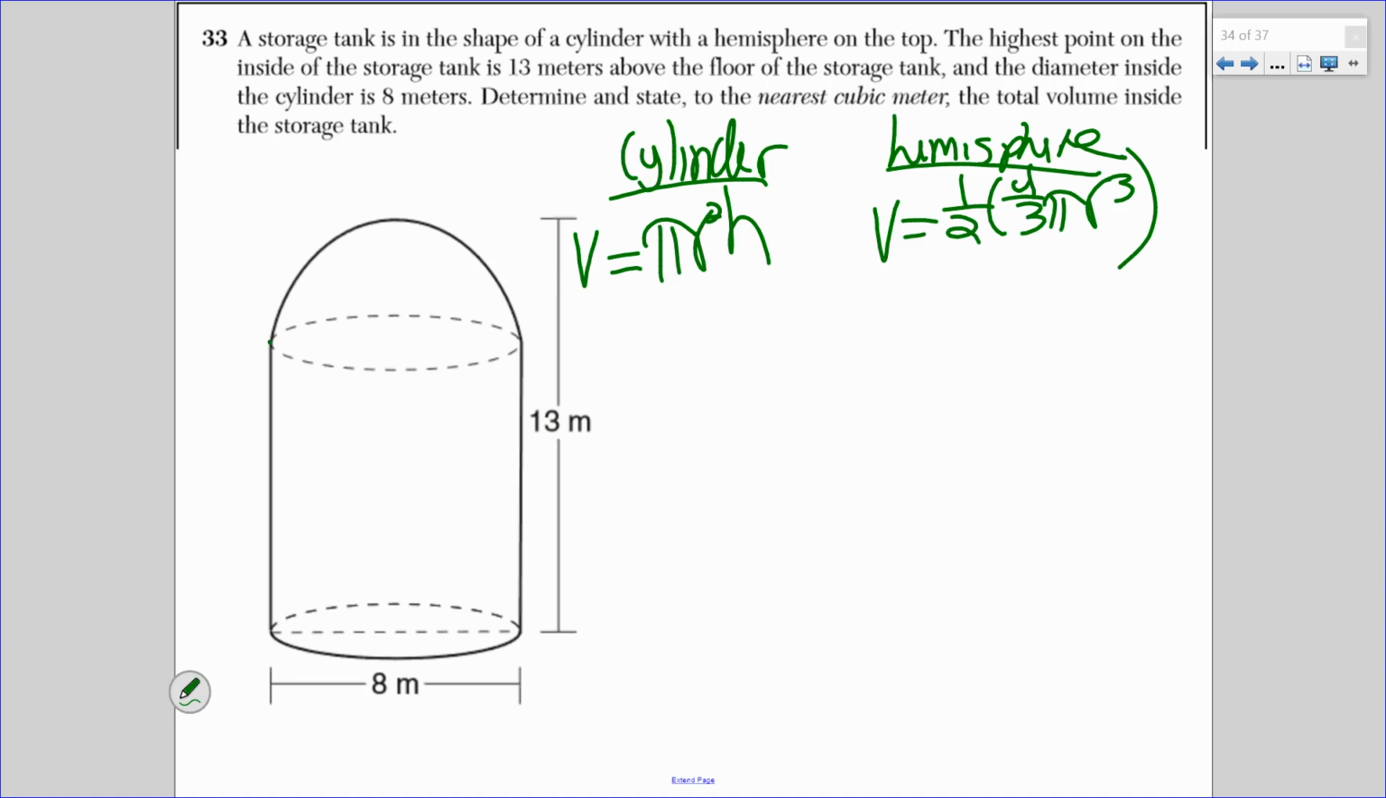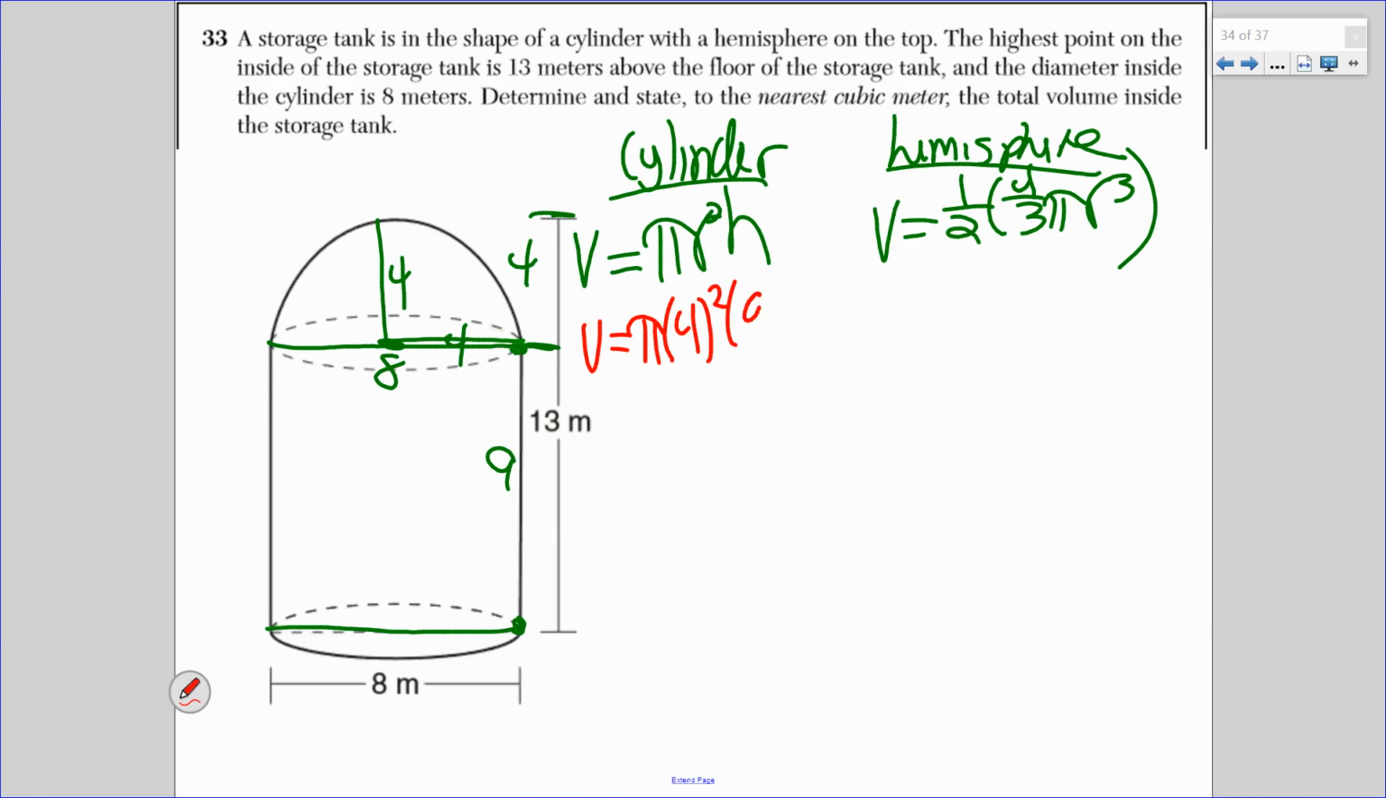Here's the twist. If the diameter at the bottom is 8, then the diameter at the top is 8, which means the radius is 4, which means that this is 4. So if from here to here is 4, then the height of the cylinder is 9. That's the twisting problem. Other than that, it's a super simple four-point question. So for the cylinder, I got B equals pi times 4 squared times 9. For the hemisphere, I got 1/2 times 4/3 pi 4 cubed.